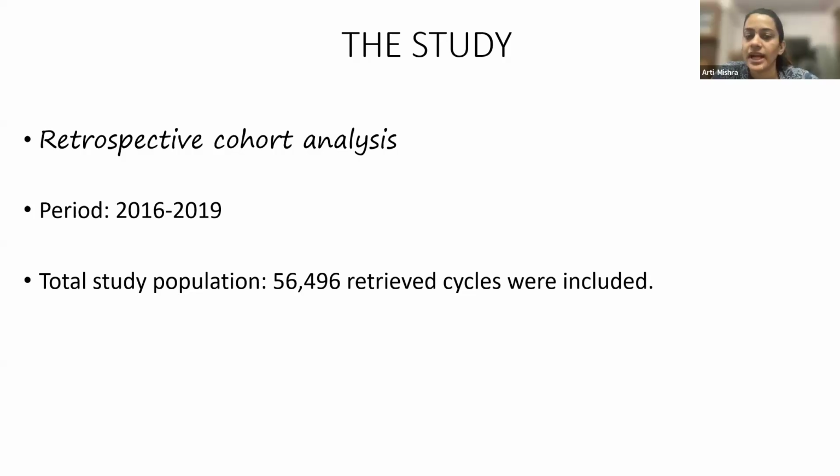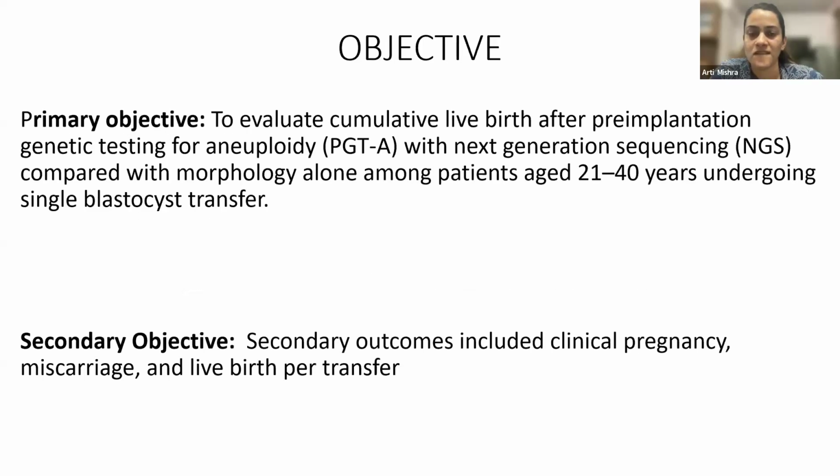This is a retrospective study from 2016 to 2019 on a study population of 56,496 single retrieval cycles. The primary objective is to evaluate the live birth rate with PGTA done using next generation sequencing compared to morphology alone amongst patients from 21 to 40 years. The secondary objectives included clinical pregnancy rate, miscarriage rate, and live birth per transfer.